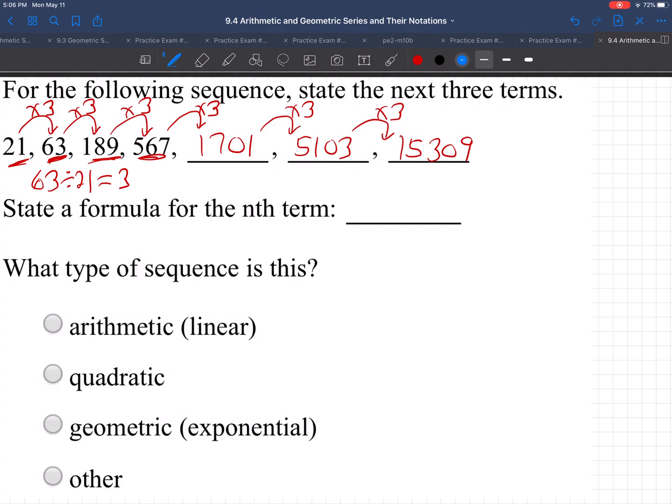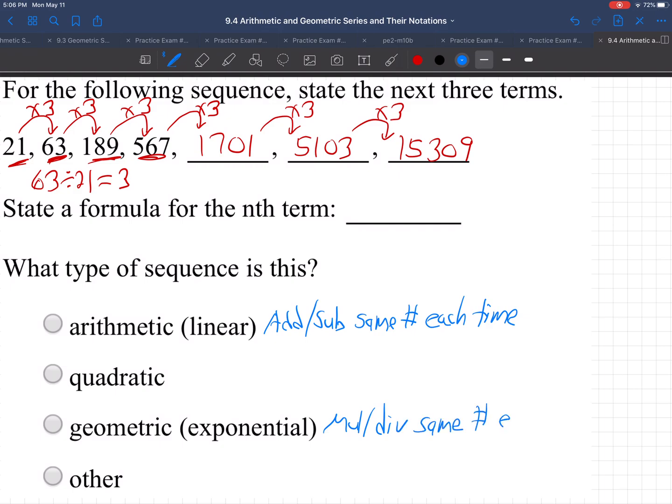Well, let's go down first off. Let's go down to here and figure out whether this sequence of numbers is arithmetic or geometric or neither. Arithmetic is when it's adding or subtracting the same number each time. Geometric is when it's multiplying or dividing the same number each time.